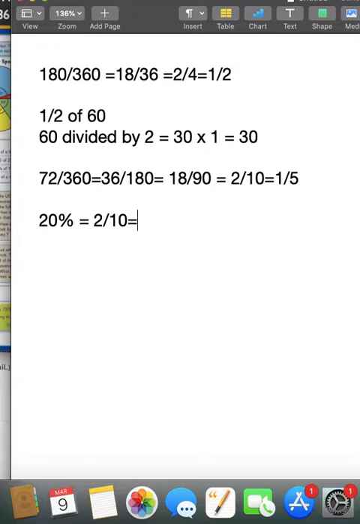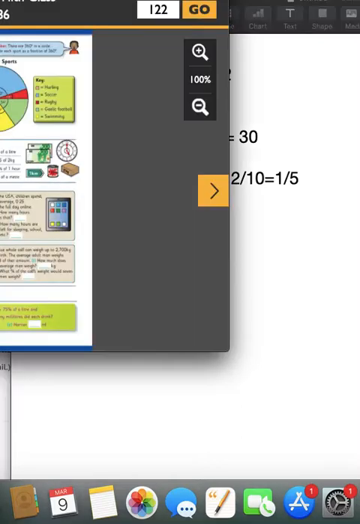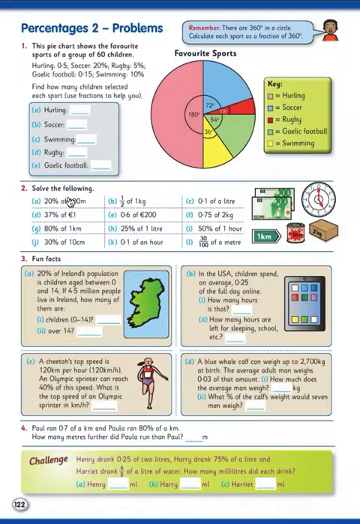I know 2 goes into 2 once, 2 goes into 10 5 times, so it simplifies down to 1/5. So then I'm finding 1/5 of 100. That's already a fraction, that's fine.